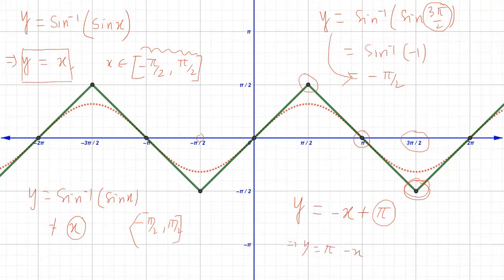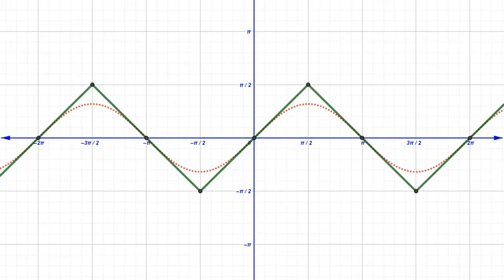Similarly, if you go from 3 pi by 2 up to 2 pi and then 5 pi by 2 and so on, what will happen? If you cross 3 pi by 2, again y = sin inverse of sin 3 pi by 2. The value of sin 3 pi by 2 is -1 and finally we will get minus pi by 2. So x is 3 pi by 2 then y is minus pi by 2, this point.